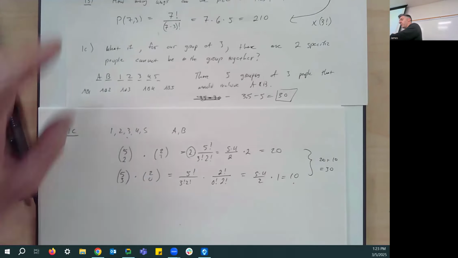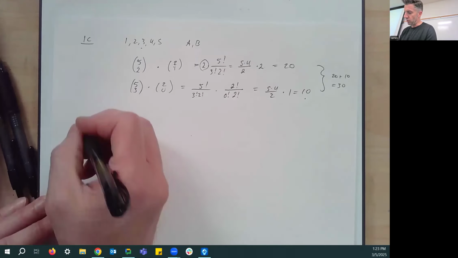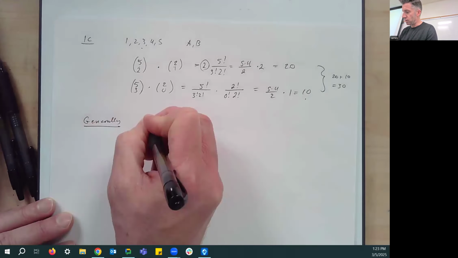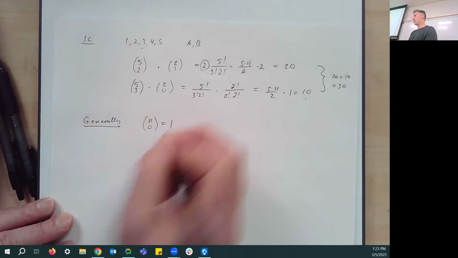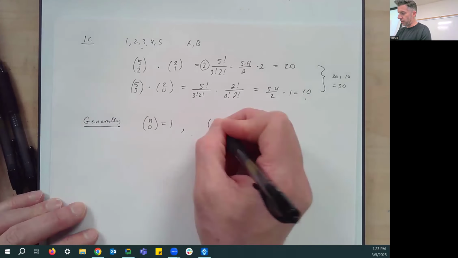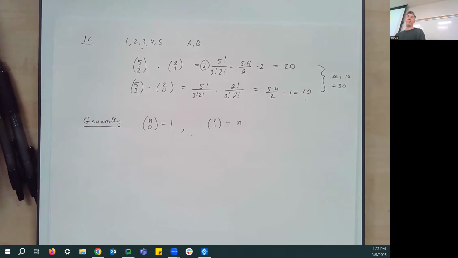As another worthwhile note here, in fact, let me just write these things down. So generally, it's good to know that n choose 0 is equal to 1. Any number choose 0 is 1. N choose 1 is equal to n. The way you can pick one thing out of n things is n different ways.